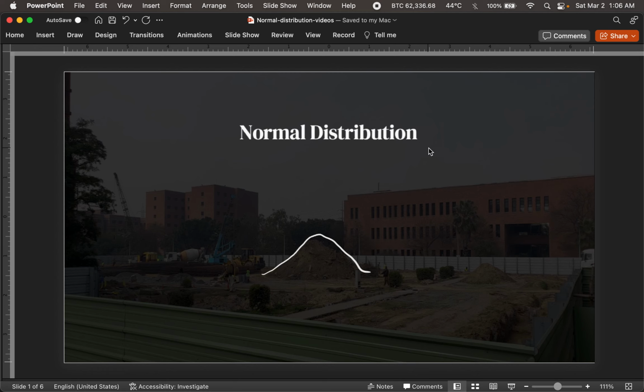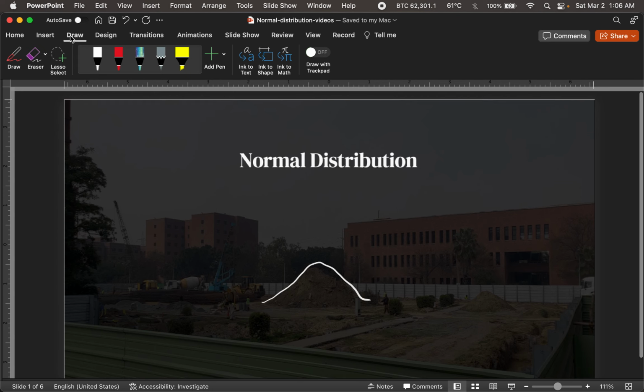Alright guys, so I want to talk about the normal distribution. This is one of the distributions that are pretty common in nature. From the distribution of student scores to a pile of mud, a lot of things are in fact distributed normally. And this is a specific shape, and it's also evident here.